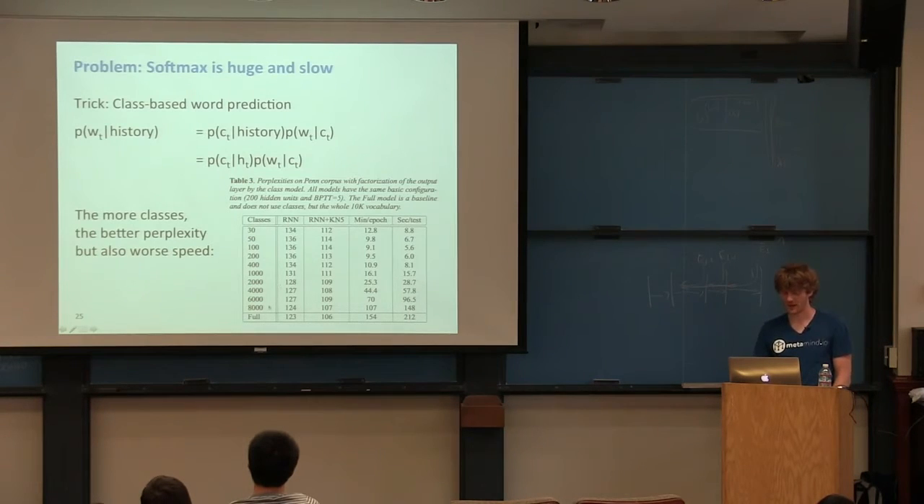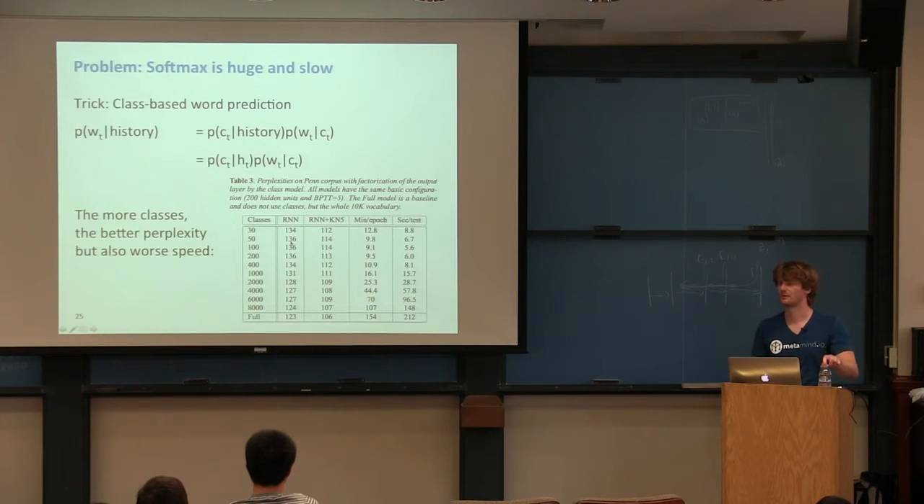And so if the number of classes is the same as your vocabulary, then you don't gain anything. With fewer and fewer classes, you can get a nice speed up, but you also get a drop, or an increase, in your perplexity.